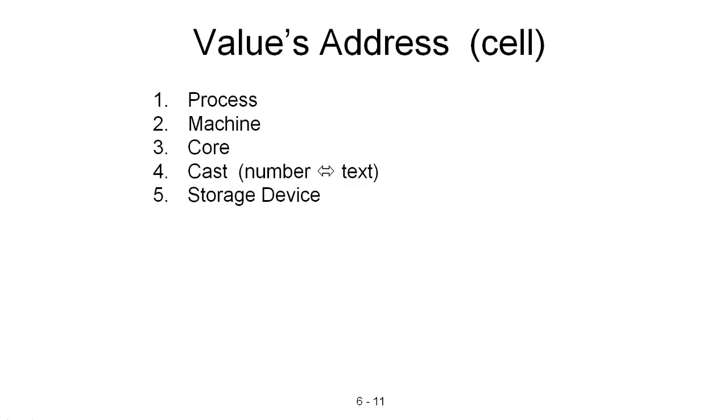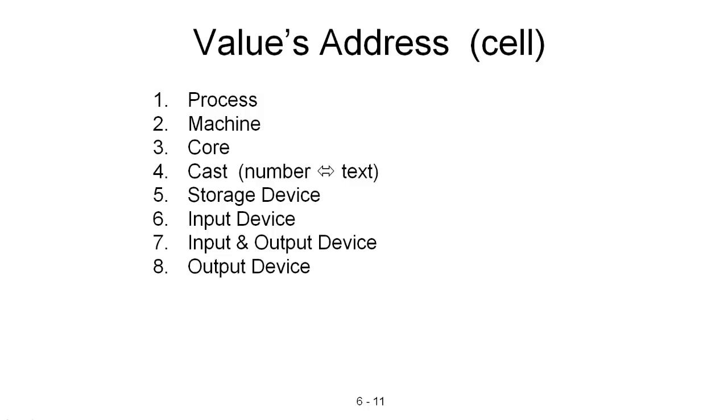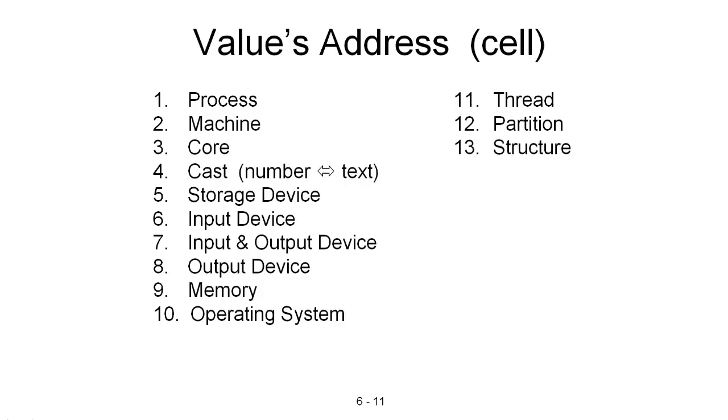And then we have a storage device that the cell is at. The storage device could be the cell. But what I'm saying here is the cell is unique in the sense that it is everything. And then we have an input device, and then we have an input and output device, and then we have just an output device. So these are the kinds of things that we need to know if we're going to deal with it. And then we have memory, and we have an operating system, which has information. And then we have a thread, and a partition, and a structure.